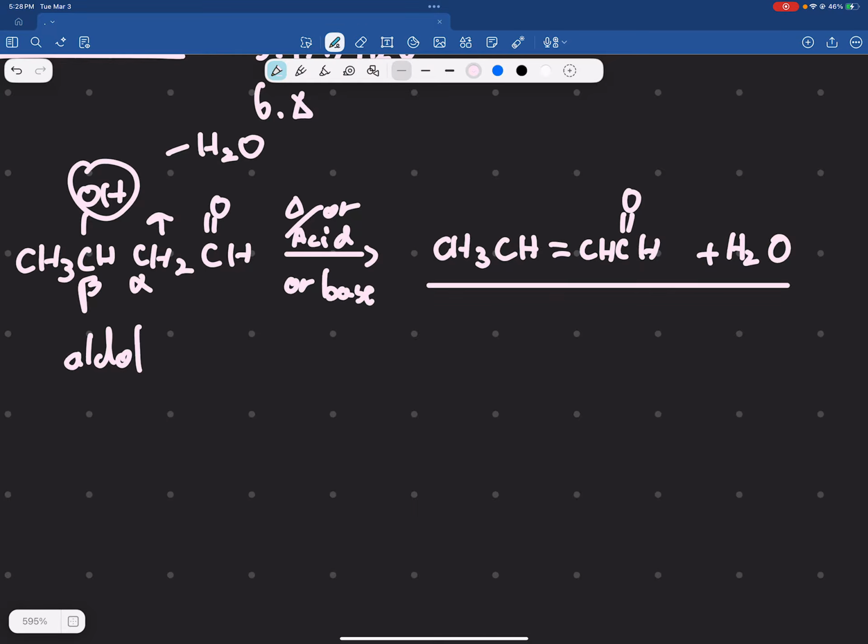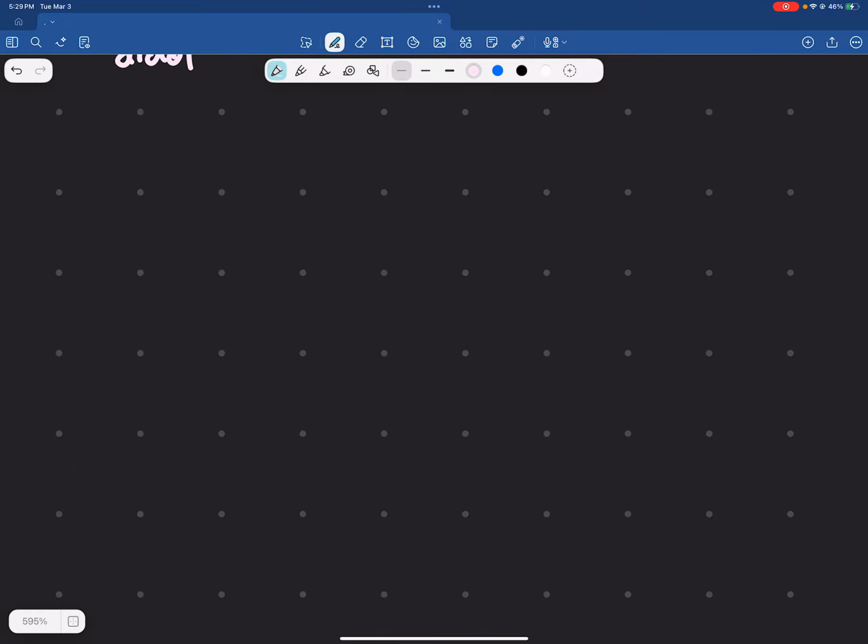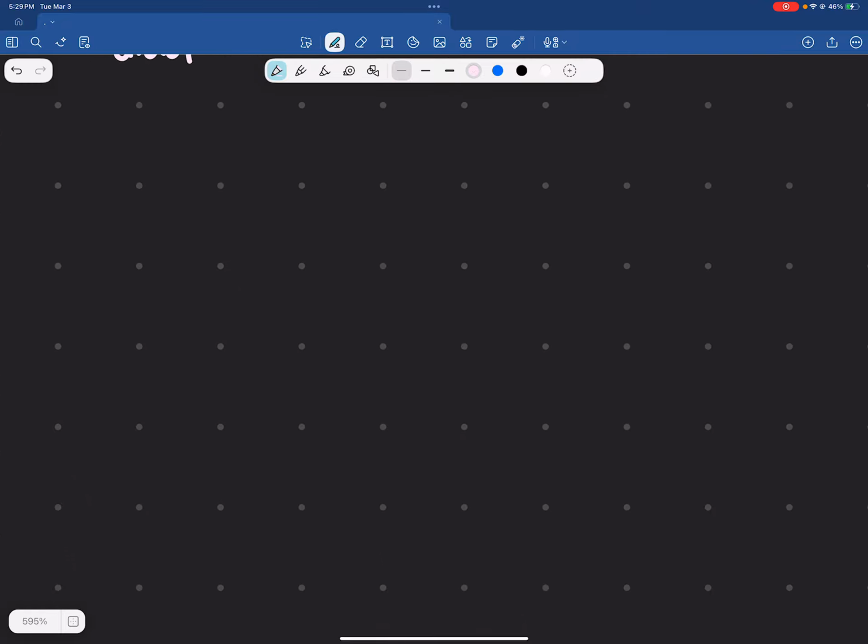So we're not gonna go over the exact steps of dehydration, just know that most aldol product at equilibrium will dehydrate or reverse into the starting materials. So next, we're going to go over crossed aldol reactions.